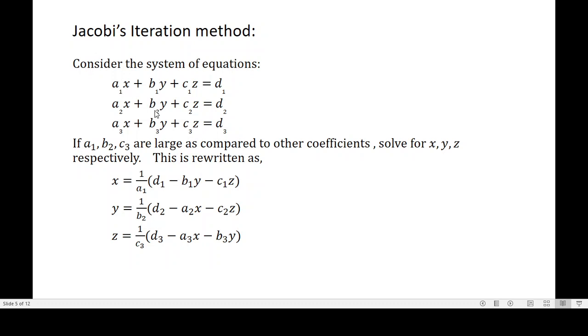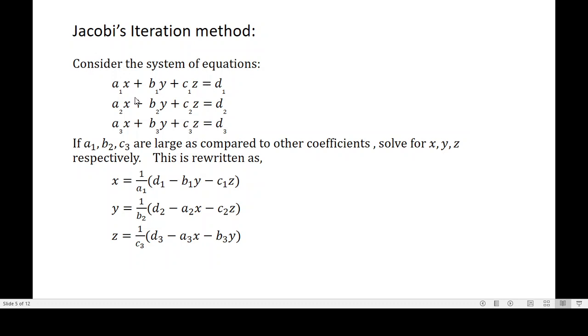If a1, b2, c3 are large as compared to other coefficients, then we solve for x, y, z using Jacobi's iteration method. Suppose a1, b2, c3 are not large as compared to other coefficients, then we interchange the equations and see that a1, b2, c3 are large as compared to other coefficients, and then use Jacobi's iteration method to solve for x, y, z. Okay.